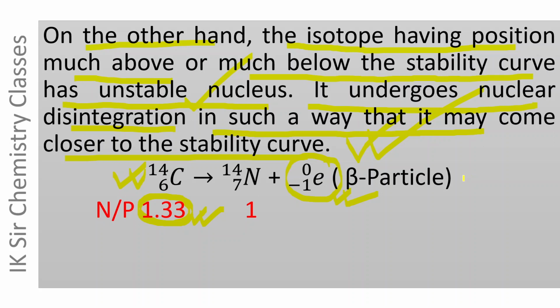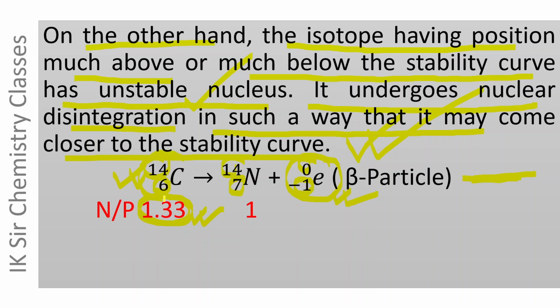It is a nuclear reaction which is balanced with respect to charge as well as mass number. The charge on the left hand side is 6 and the charge on the right hand side is also 6, 7 minus 1. The charge is balanced on both the sides. Similarly, the mass number on the left hand side is 14 and on the right hand side the mass number is again 14, 14 plus 0. Thus, this nuclear reaction is balanced with respect to charge as well as mass number.